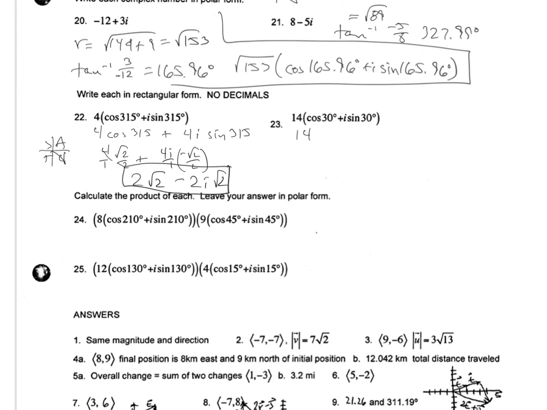So again, 14 cosine of 30 plus 14i sine of 30. We're in the first quadrant, so they're both positive. Cosine is radical 3 over 2. It's multiplying. Plus 14i, and of course the sine of 30 is 1/2. So here we would get, that reduces, 7 radical 3 plus 7i.